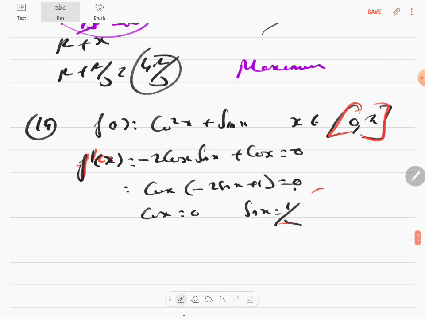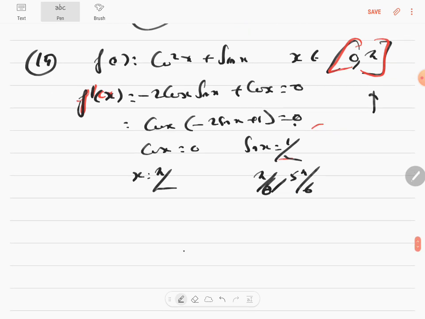When will cos x be 0? At 90 degree, in 0 to pi. So x can be at 90 degree only. And when will sin x be 1 by 2 between 0 and pi? We get 30 degree, as you know, pi by 6, and also in the second quadrant, pi minus pi by 6, 5 pi by 6. So therefore these are the points at which you will get cos x and sin x to be these values.